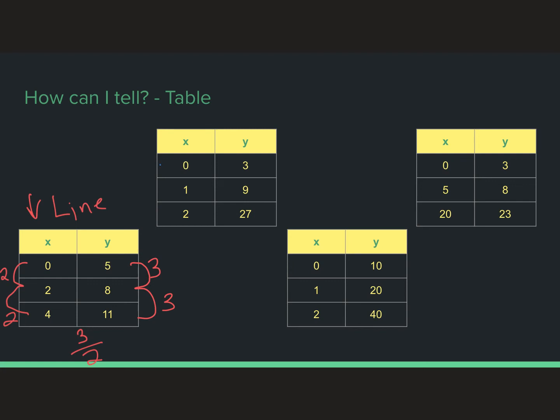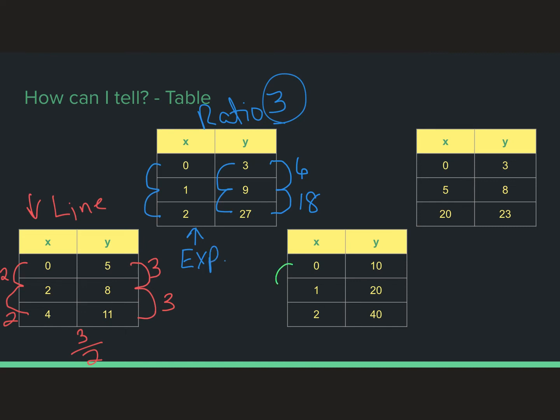But here, I see I go from 0 to 1 to 2, so this is steady. I go from 3 to 9 to 27. So I increase by 6, and then I increase by 18. So this one, you'll notice I'm multiplying. This is a ratio of 3. 3 times 3 is 9. 9 times 3 is 27. So our ratio is 3. So this one is exponential. It's not linear.